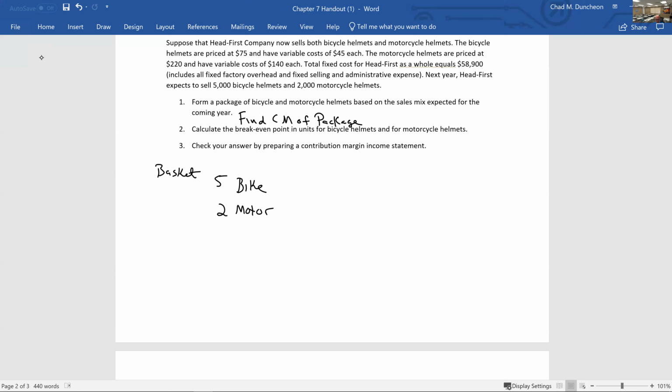Okay. So we're going to take how many we have in our basket, and we're going to multiply it by the contribution margin per unit for each one. Our bikes' contribution margin per unit, the bicycle helmets, was $30. It was the 75 minus the 45. For the motorcycles, it's 80. Okay. The 220 selling price minus the 140 variable cost. Okay, that gets us our contribution margin per unit.